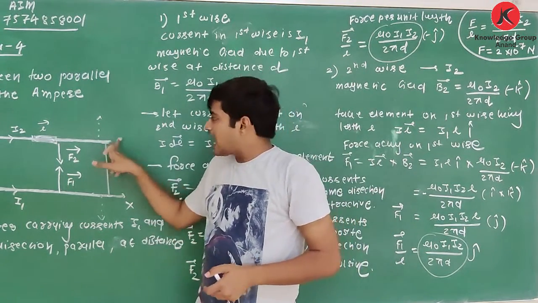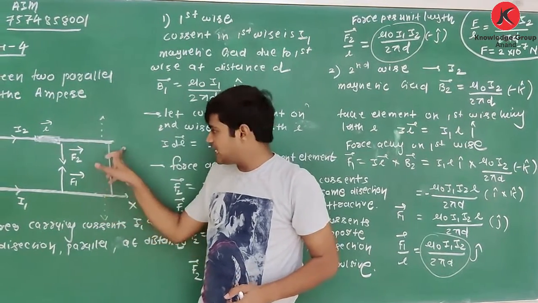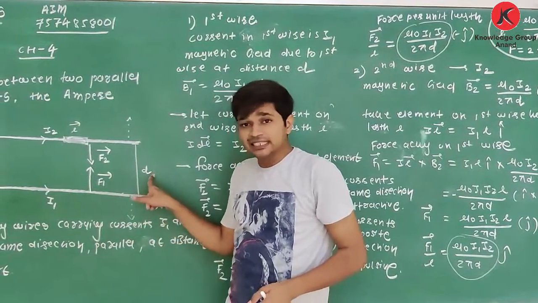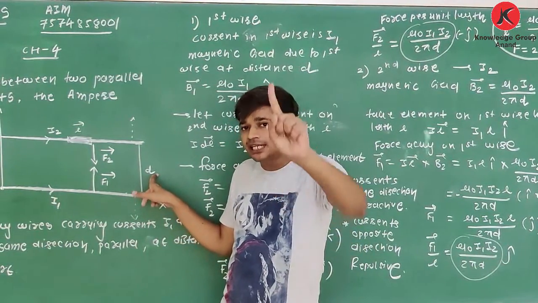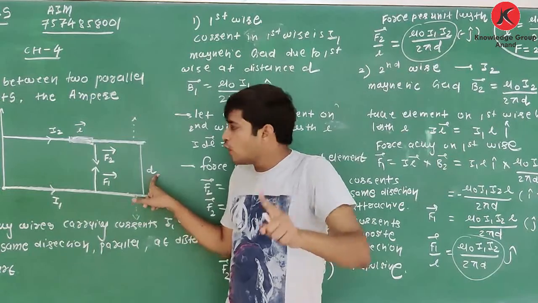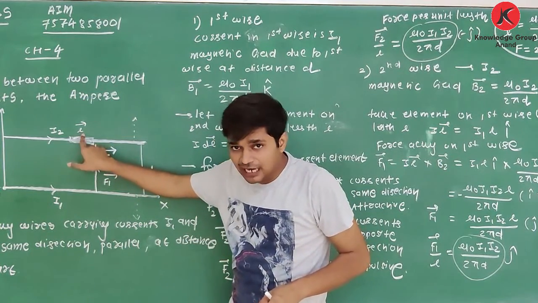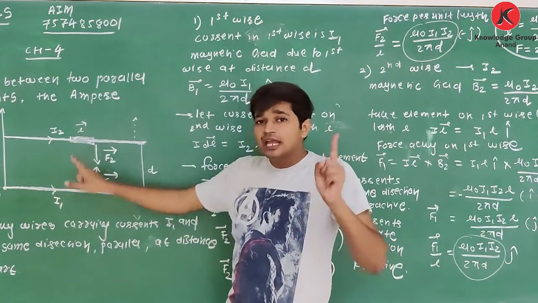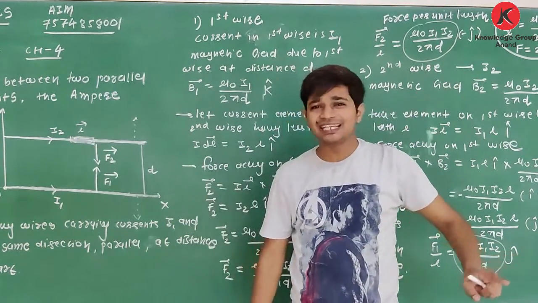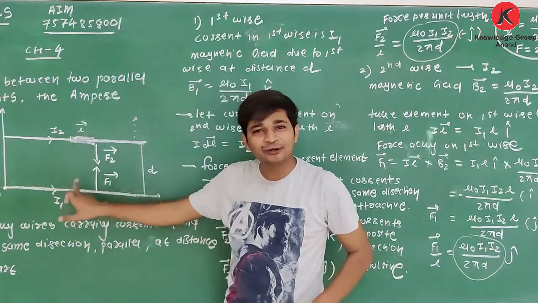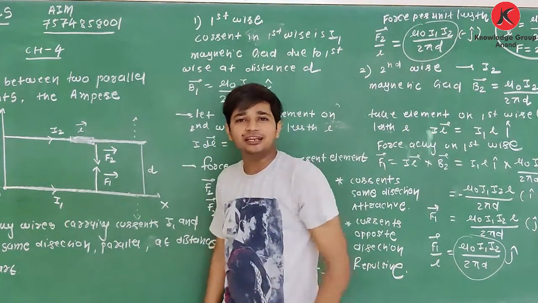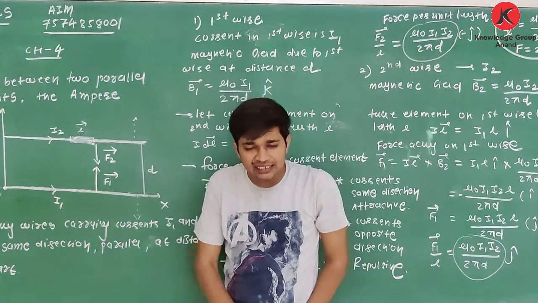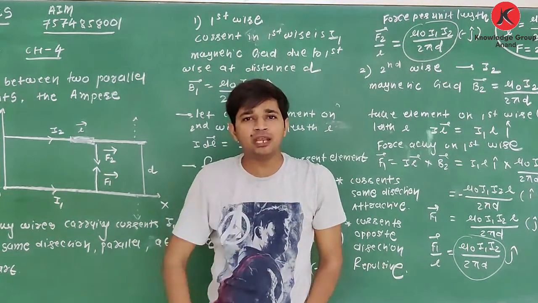If I have two wires placed parallel to each other at a distance of 1 meter, and the force acting per unit length, with L equal to 1 meter, is 2 into 10 raised to minus 7, then the current flowing through each wire is 1 ampere. So yes, it is the definition of 1 ampere.